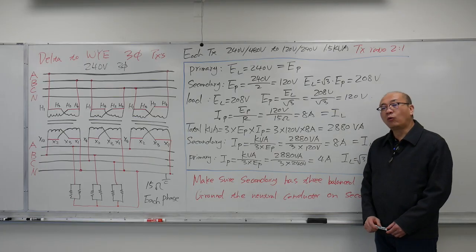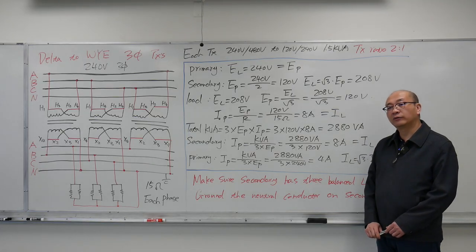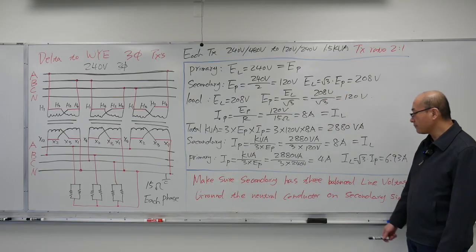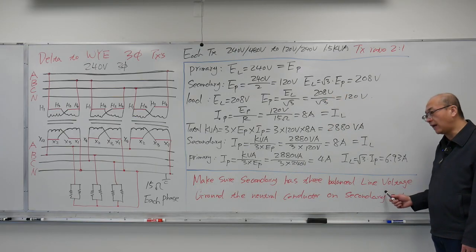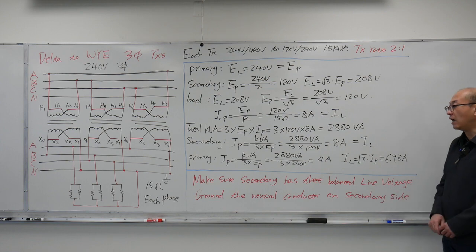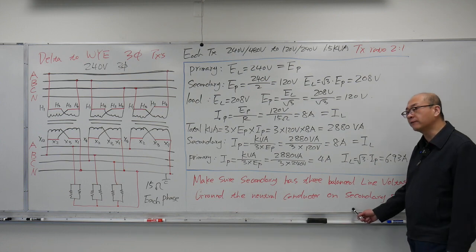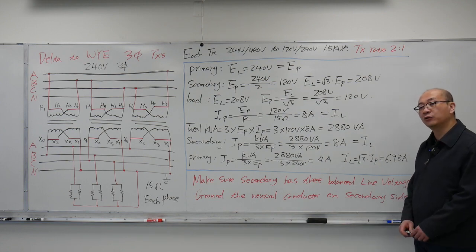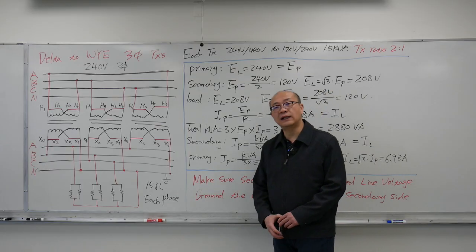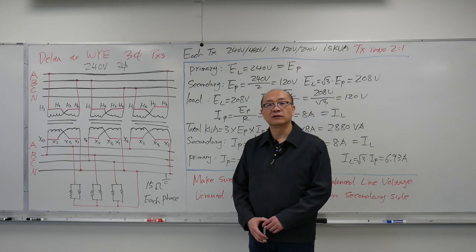When we have a Y connected secondary and we do the connection, we have to check that the secondary has three balanced line voltages. That makes sure all the transformers are connected right. Also, because we have a Y connection, we have to ground the neutral point on the secondary. So here's the calculation. Next, let's go to the lab bench to see how we did the lab.